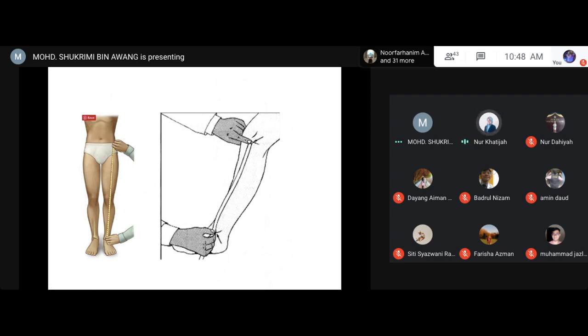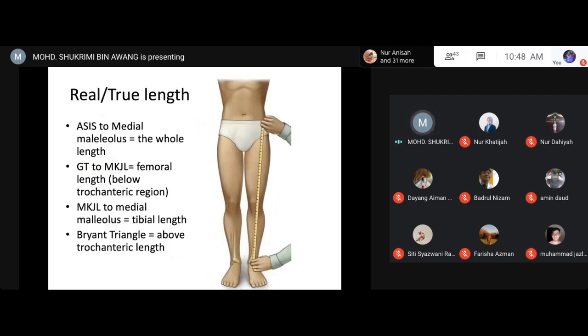Q angle. Q angle, no? No. Because when you measure segmentally, you measure from the medial joint line to the medial malleolus as the tibial component, and from the greater trochanter to the medial joint line for the femoral component. Why not measure from the ASIS to your lateral malleolus? It's easier, right? Why not? Anatomy of the bone. Now, what is the anatomy of the bone? How do you explain?